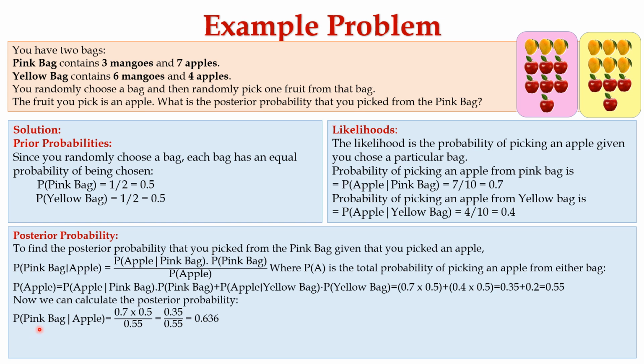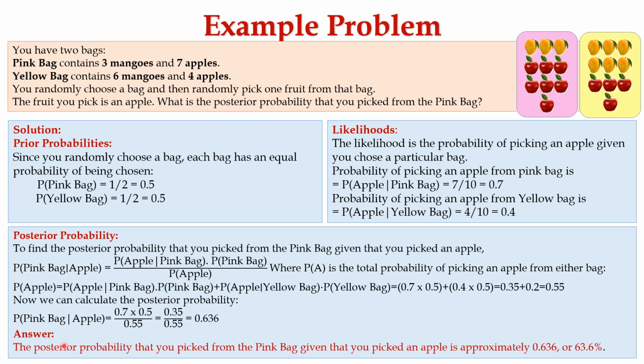So probability of pink bag given apple is equal to 0.7 into 0.5 divided by 0.55, which is equal to 0.35 divided by 0.55. The answer is 0.636. So the posterior probability that you picked from the pink bag given that you picked an apple is approximately 0.636 or 63.6%. Hope you are clear in this problem.